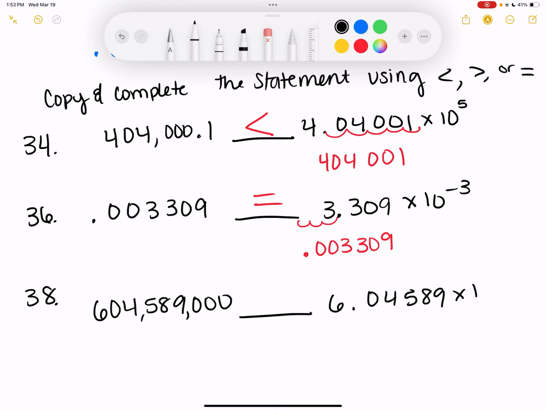And then 6.04589 times 10 to the 7th. What should I do with this one? Make it standard form. How do I do that? Move it forward 7. 1, 2, 3, 4, 5, 6, 7. So I need to put 2 zeros on the end. So 6, 0, 4, 5, 8, 9, 0, 0. That's just weird. Okay, I think we clearly know what's bigger.